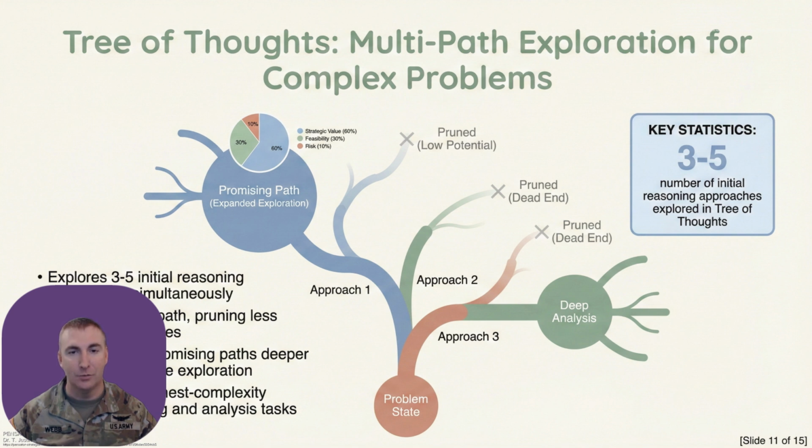Process generates 3 to 5 initial approaches, explores consequences of each approach, evaluates which paths lead to viable solutions, and backtracks from approaches proving infeasible while pursuing promising branches. Consider developing courses of action for asymmetric threat in urban environment. Branch 1 explores direct assault options. Discovering collateral damage constraints make this infeasible.